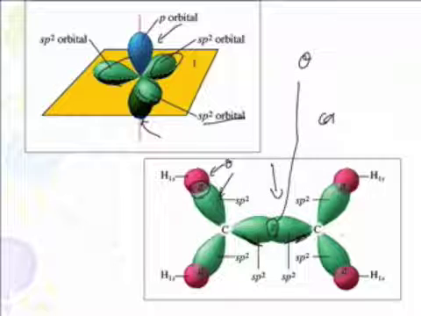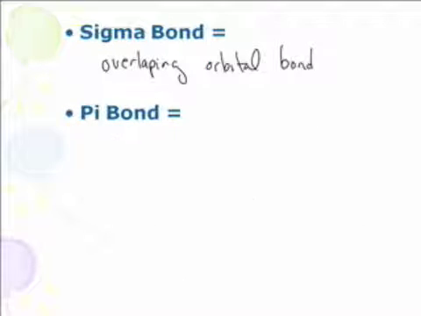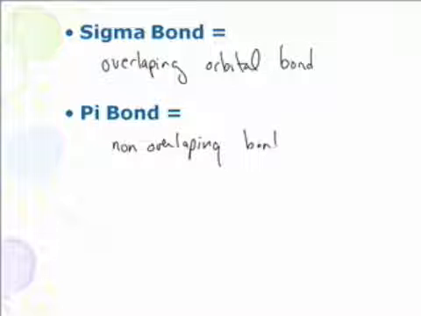So in the picture I see 5 sigma bonds right there. That's a very good AP question. How many sigma bonds and how many pi bonds are in the following compound? So let's take a look at a pi bond. Pi bonds are non-overlapping bonds. This is the weird one, and of course it uses the symbol pi, like in mathematics.